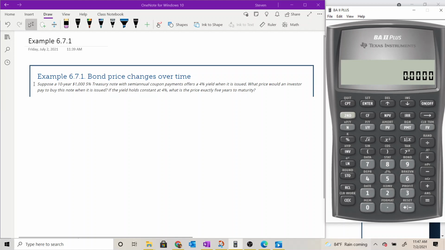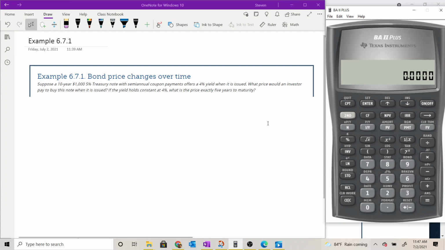Example 6.7.1. This one says, suppose a 10-year, $1,000 5% Treasury note with semi-annual coupon payments offers a 4% yield when it is issued. What price would an investor pay to buy this note, when it is issued? If the yield holds constant at 4%, what is the price exactly 5 years to maturity?